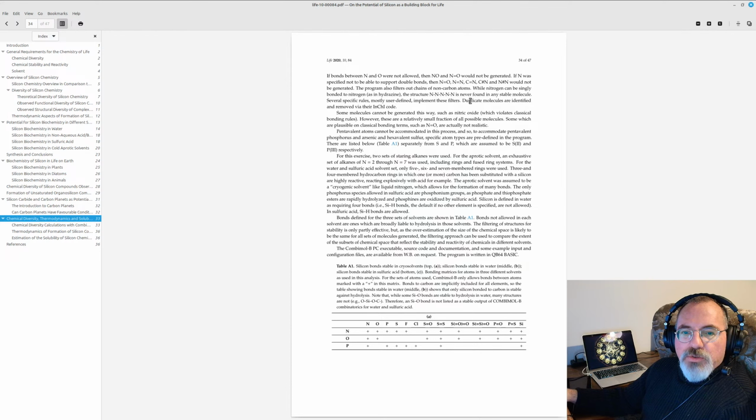Duplicate molecules are identified and removed via their, whatever that is, InChI code. Some molecules cannot be generated this way, such as nitric oxide, which violates classical bonding rules. However, these are a relatively small fraction of all possible molecules. Some, which are plausible on classical bonding terms, such as nitrogen double bonded to oxygen, are actually not realistic.